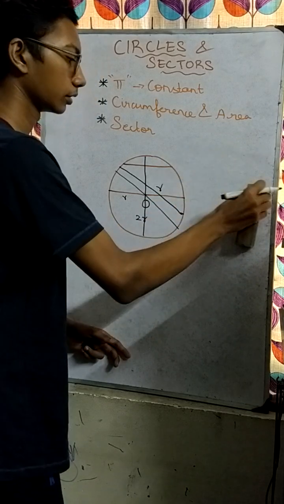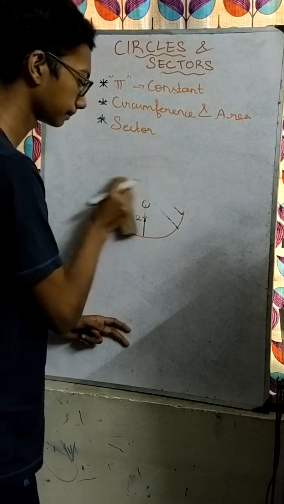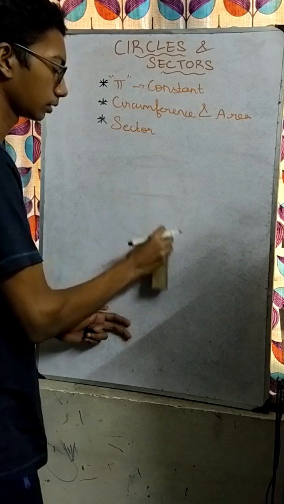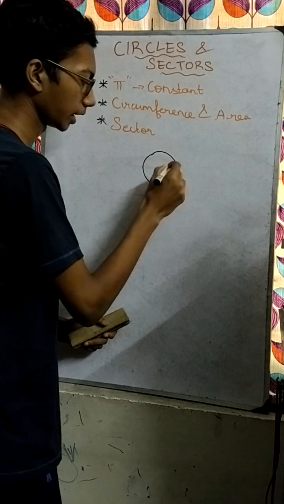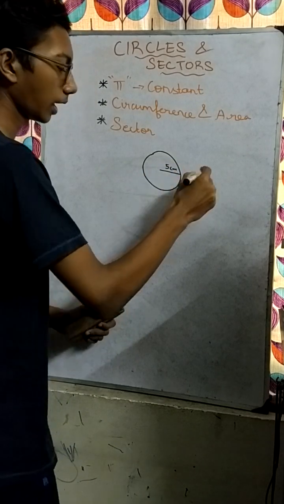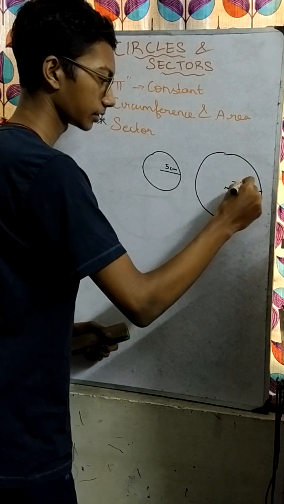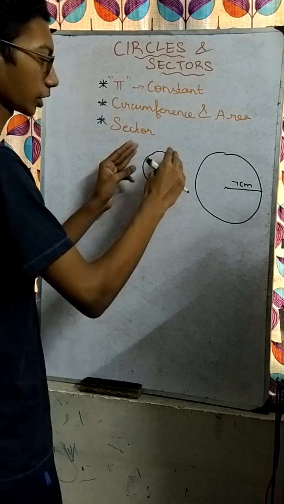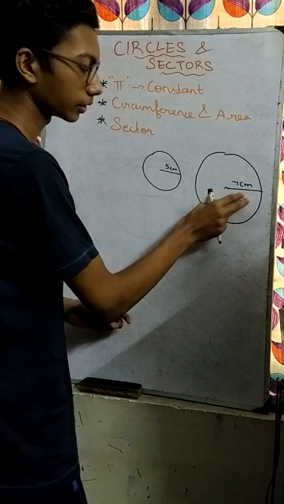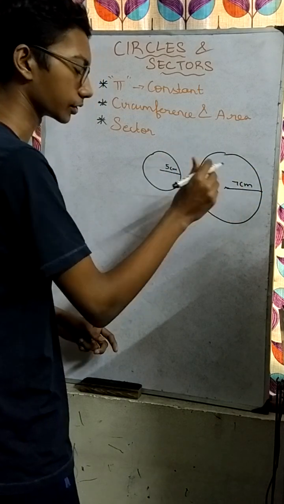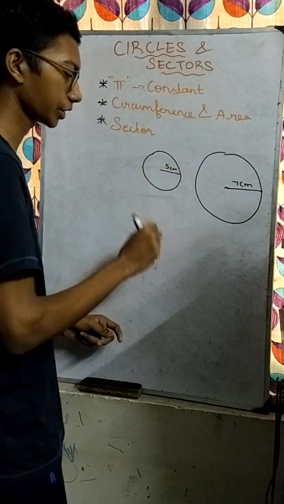Now we will see the constant pi. So you take any circle. Let's say we have a circle with radius 5 cm. And let's say you have another circle with radius 7 cm. If you just stretch this circle, or expand this circle in all directions, you will get this circle of 7 centimeter radius. And if you shrink this circle in all directions, you will get this circle of radius 5 centimeter.